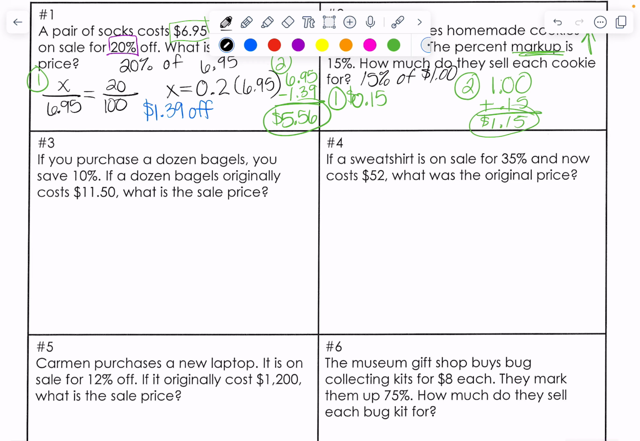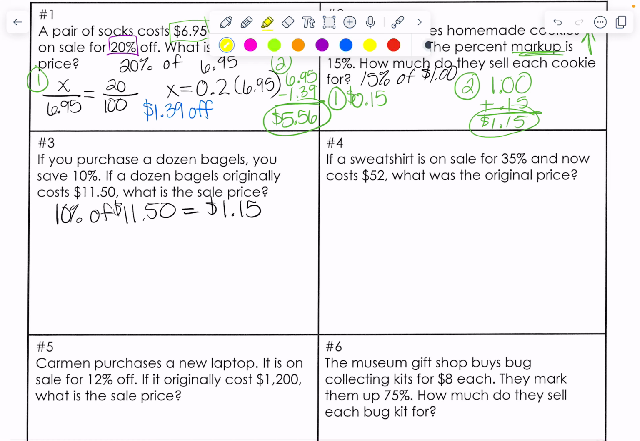Number 3, if you purchase a dozen bagels, you save 10%. If a dozen bagels originally cost $11.50, what is the sales price? So first we need to figure out 10% of $11.50. And so when we figure out 10% of $11.50, this might be a good one to use your percent shortcut on. I know I can move my decimal over one place and get $1.15.